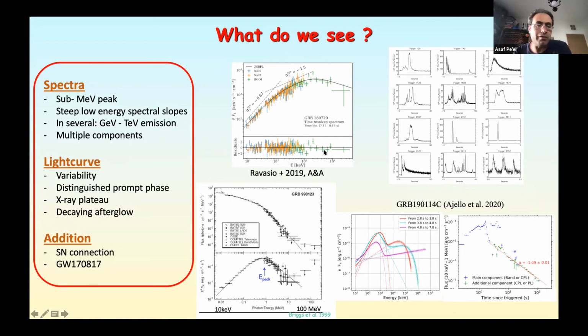And then the light curve, of course, shows the variability. There is a distinct prompt emission. You have to wait. I have a little bit of a problem, I have to move it up. I'm sorry for that. There is a distinct prompt emission here. Oh, there it is. That's fine. Sorry for that. There is a distinct prompt phase and then the afterglow phase. In many bursts, we're seeing X-ray plateaus, followed by a decaying afterglow. And then there are 2 additions which I added, and that is the connection to supernova, which is well known, and, relatively recently, the gravitational wave sources.